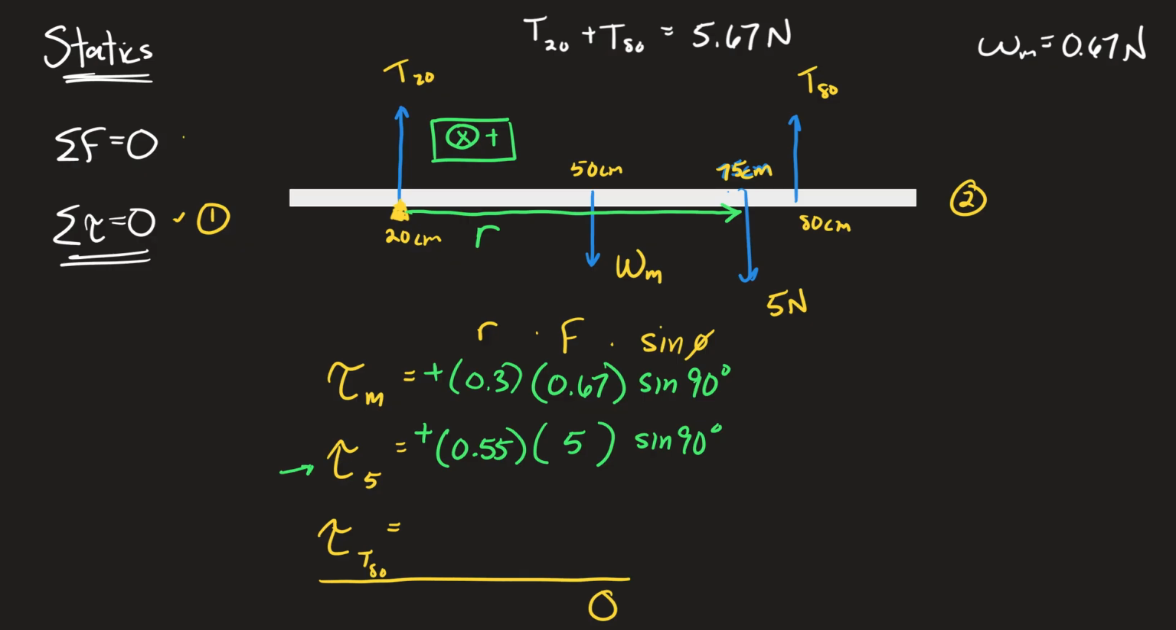Which leaves just one more. And for this last one, again, I'm still starting at where the pivot point was. But now I'm going to go all the way to the 80 centimeter mark. 80 to 20 is 0.6. I don't know the size of this force. That's the whole point. We're trying to predict the size of this force. But I do know that it's acting upwards, so that's going to be an angle of 90 degrees again. However, this one is trying to make the system go counterclockwise, so I have to make this torque negative.